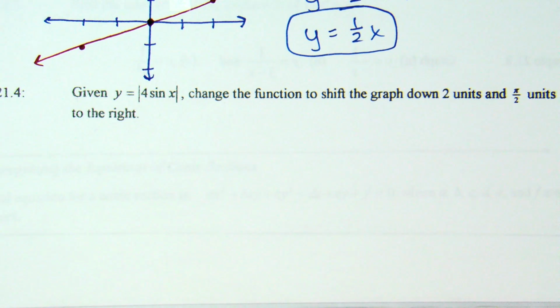Let's do some graphing here. Graphing. Let me set up a graph.